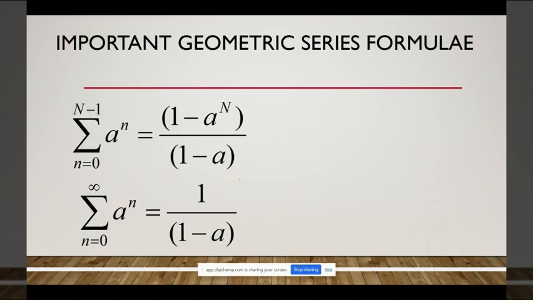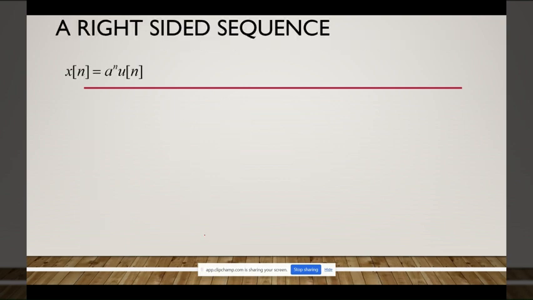Some important geometric series formulas to solve infinite sequences: the sum from n = 0 to N-1 of a^n, which is a finite sequence, equals (1 - a^N) / (1 - a). This is a formula we always know from mathematical concepts. If n goes from 0 to infinity, the sum of a^n is 1 / (1 - a). So keep this in mind.